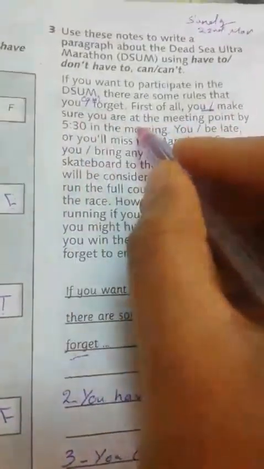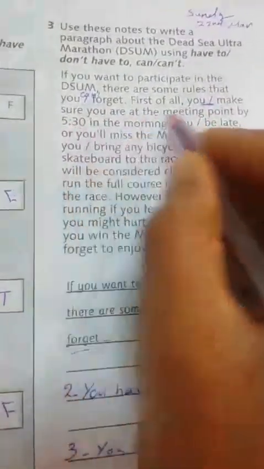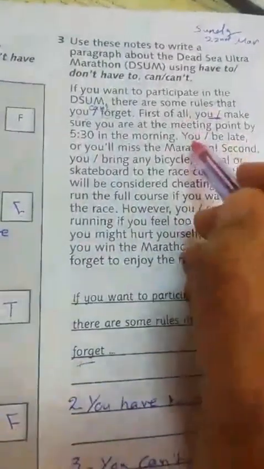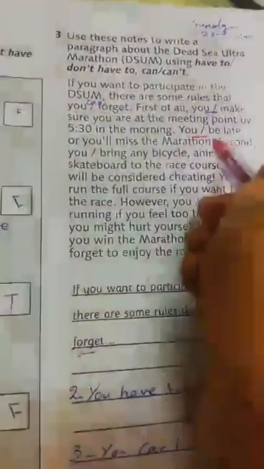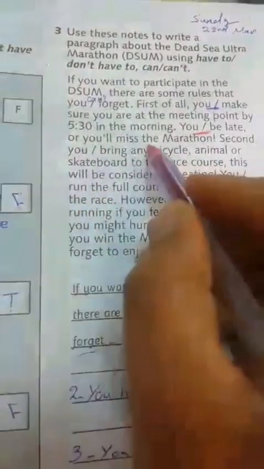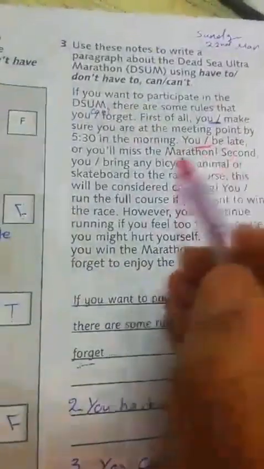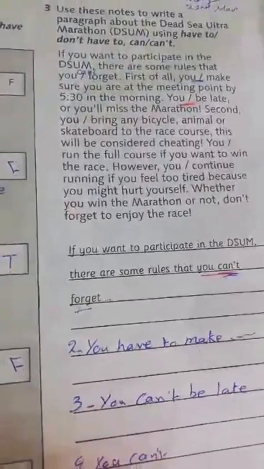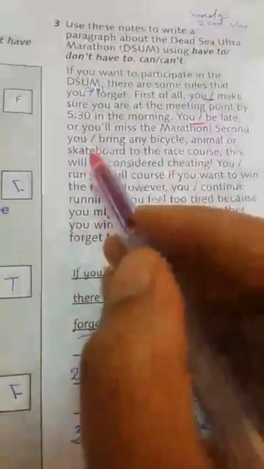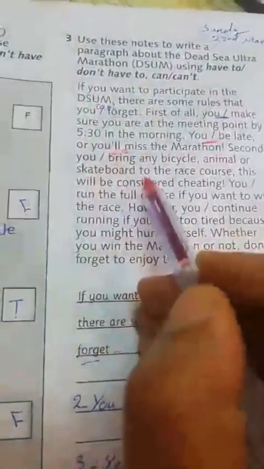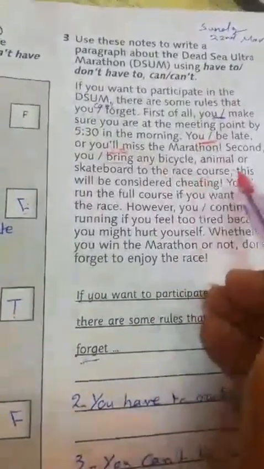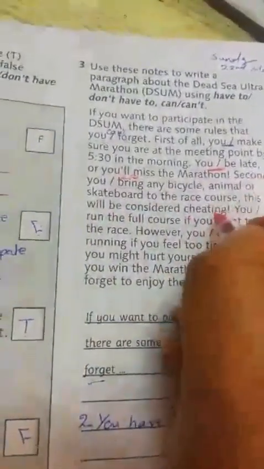sure you are at the meeting point by 5:30 in the morning. You can't be late, or you'll miss the marathon. Second, you can't use or bring any bicycle, animal or skateboard to the race course. This will be considered cheating. We said the meaning of cheating.